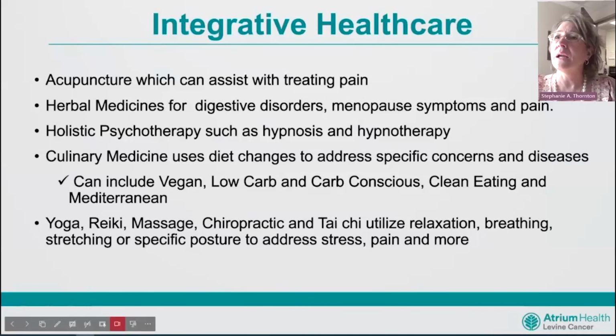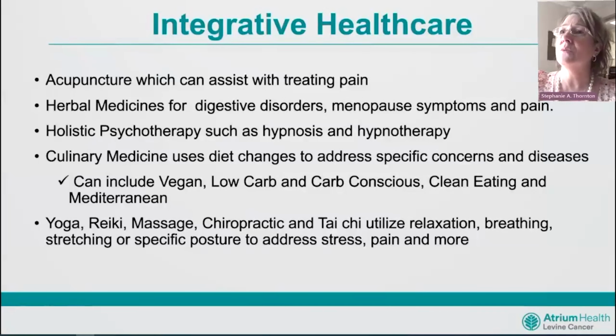Integrative healthcare can include acupuncture, which can assist with treating pain, herbal medicines for digestive disorders, menopause symptoms, and pain, holistic psychotherapies such as hypnosis and hypnotherapy, culinary medicines, which use diet to address specific concerns and diseases. Those can include a vegan diet, a low-carb or carb-conscious diet, clean eating, and the Mediterranean diet.